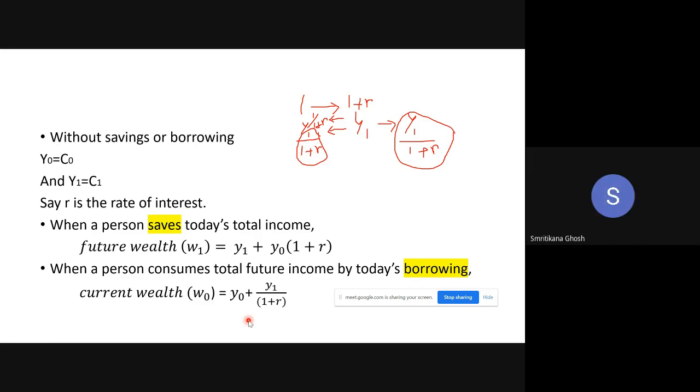So the second bullet is giving us the maximum future wealth and the third bullet is giving us the maximum current wealth. So tell me, any query from this slide? Anyone from the class, feel free and ask me.